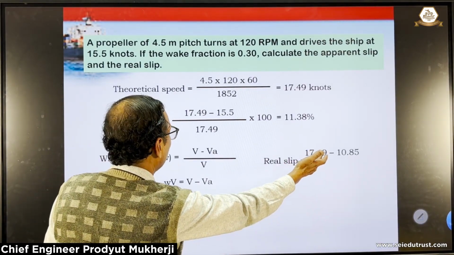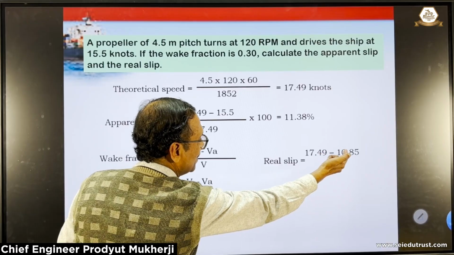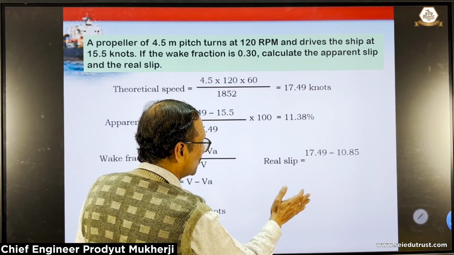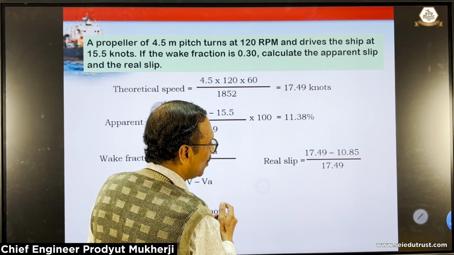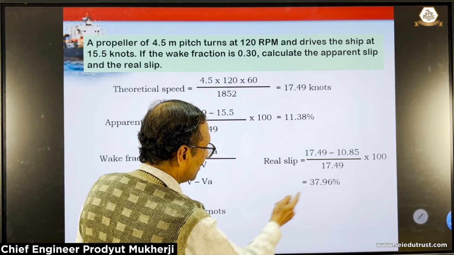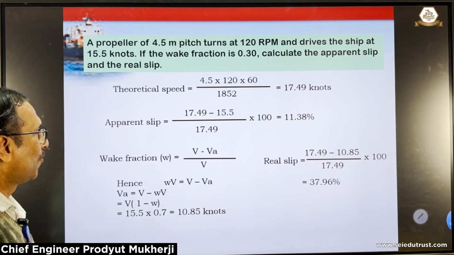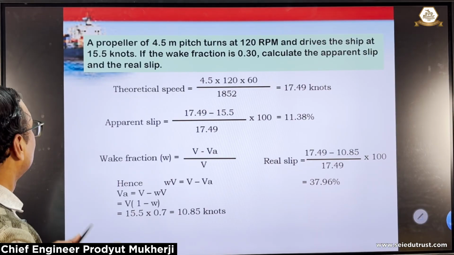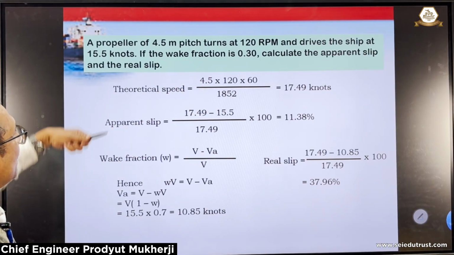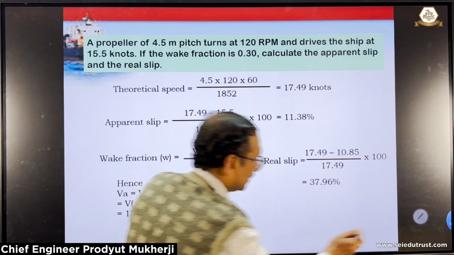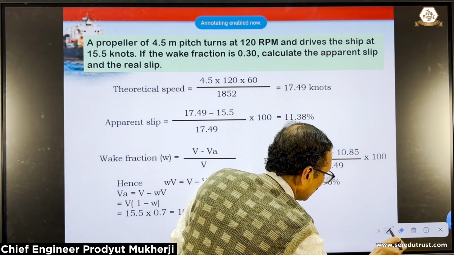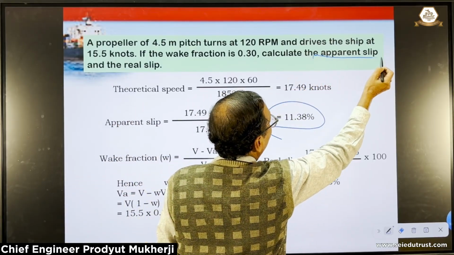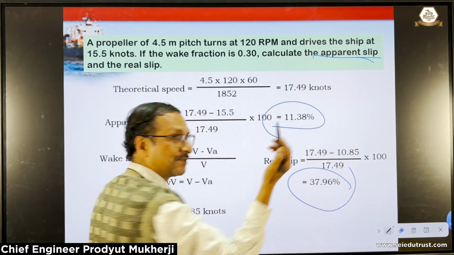And real slip, we know, is the theoretical speed minus speed of advance divided by theoretical speed into 100. And we get the real slip as 37.96%. So we have got the apparent slip and we have got the real slip, and the pitch already we had calculated. This is the apparent slip and this is the real slip.